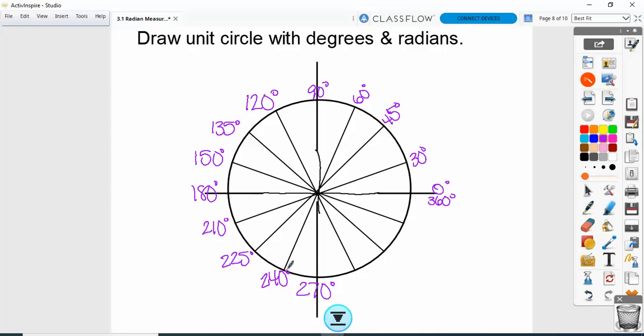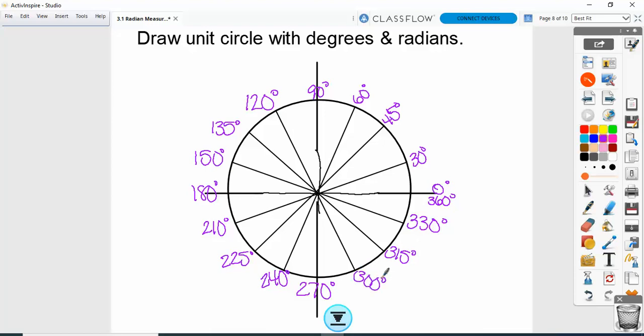Now, remember, reference angle is how far you are from the x-axis. So if I'm all the way over here, this is 30 degrees from my x-axis. How do I get that full thing? 360 minus 30 is 330. 360 minus 45 is 315. 360 minus 60 is 300.